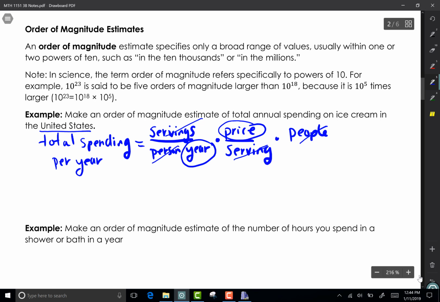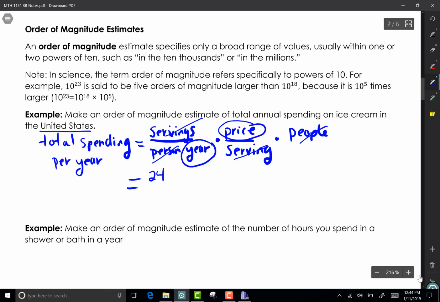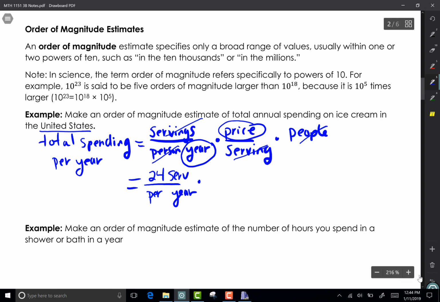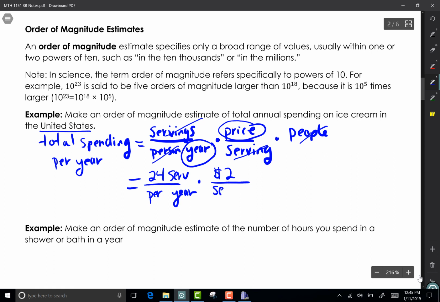So if, for me, because I'm going to use myself as an example, I would say maybe I have ice cream twice a month. And so since there's 12 months in the year, that would be about 24 times a year. So 24 servings per person per year. This is just an estimate because it might be different for other people. Remember, this is just going to give us a very broad range estimate. And I would estimate that it's probably about $2 for ice cream. If you go to the ice cream stand, it's probably about $2 for an ice cream. And that's $2 per serving.